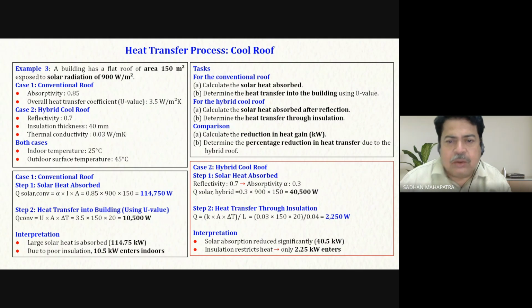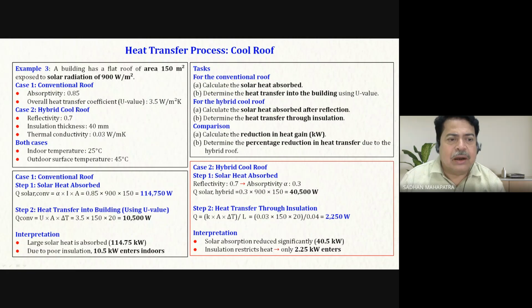The task is to calculate the solar heat absorbed and determine the heat transfer into the building using the U value. This is for the conventional roof. Similarly for the hybrid cool roof, and later on we need to compare these two results. For the conventional roof, the solar heat absorbed is alpha I into A. Absorbability is 0.85, 900 into 150, so 114,750 watt.